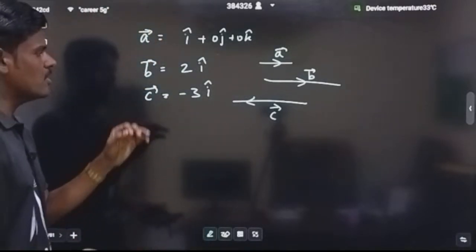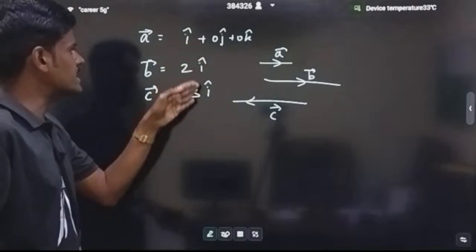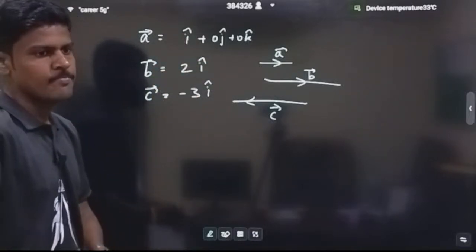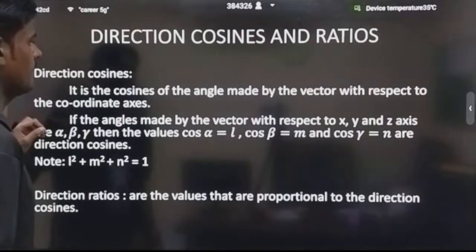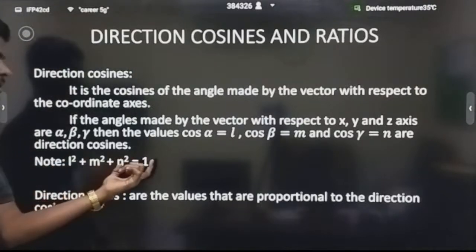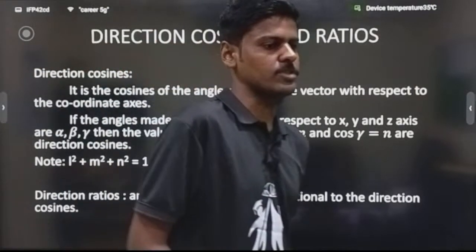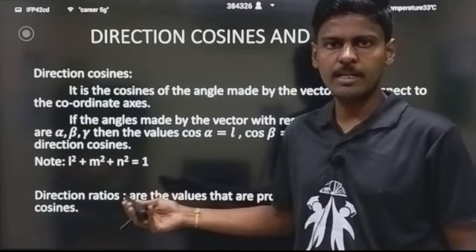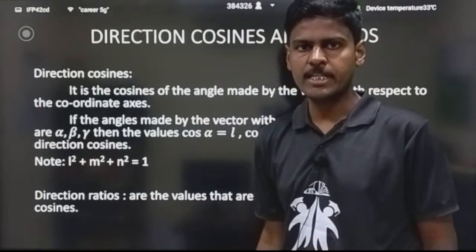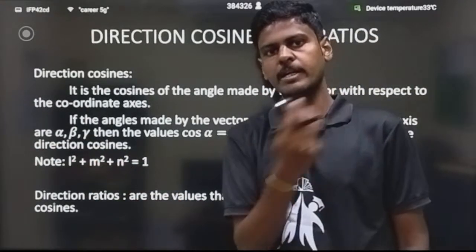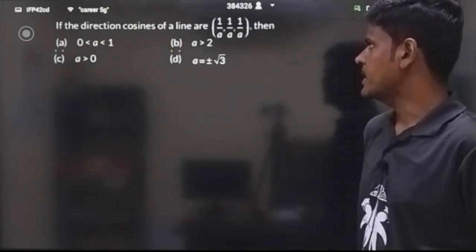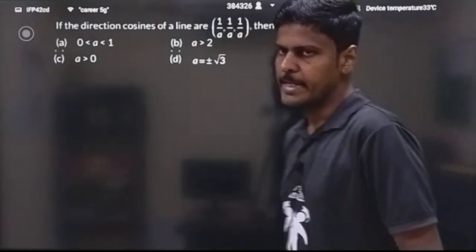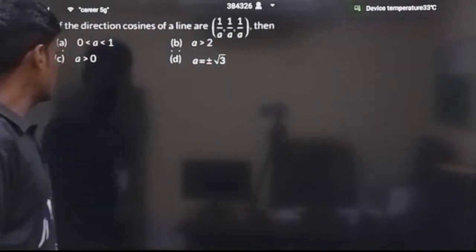Right, what is direction ratio? Direction ratios are numbers that are proportional to direction cosines. And what is direction cosine? It is given by the relation cos square alpha plus cos square beta plus cos square gamma equal to 1. So this relation holds for direction cosines, and any given vector that is proportional to direction cosines for the corresponding components is direction ratio. Find that if the direction cosines of the line are 1 by a, 1 by a, 1 by a, then what is the value of a?